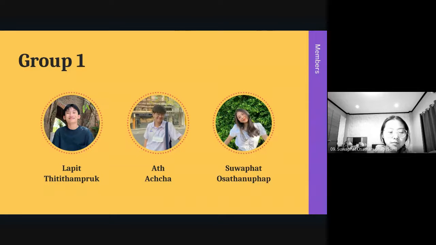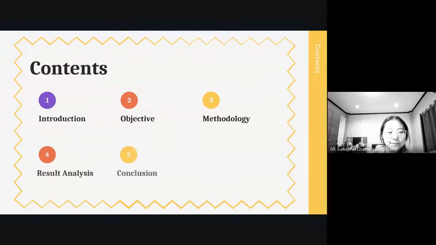Here are our group members. This is the table of contents. We're going to talk about the introduction first, then second the objective and methodology, result analysis, and conclusion.